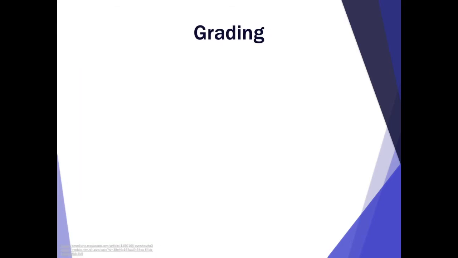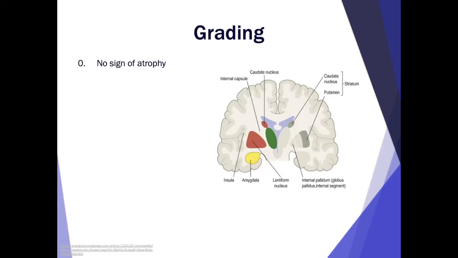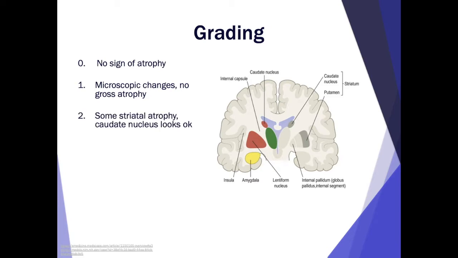Let's move on to grading. So grade 0 means there's no sign of atrophy at all. Grade 1 means there's some microscopic changes, but no gross atrophy or no gross visible changes. At grade 2, you might see some atrophy around the striatal region, but the caudate nucleus still looks as it did before.